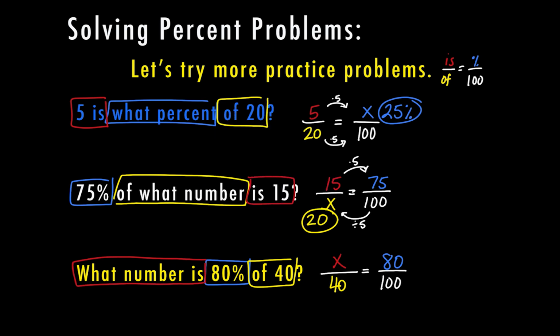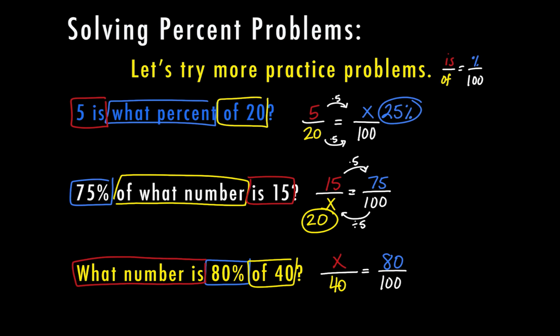Okay, now this one we have 40 into 100, which doesn't go evenly. So I'm going to show you one other way that you can solve this, because even if you did 40 into 100 and then you divided 80 by that number, you still would get the correct answer, but you're going to have to work with decimals.